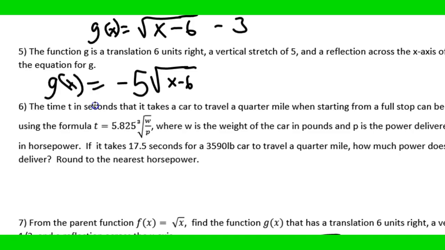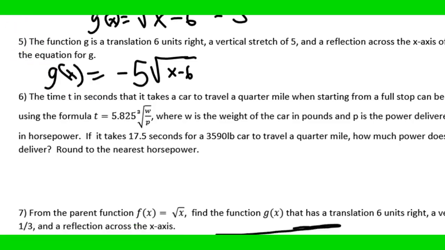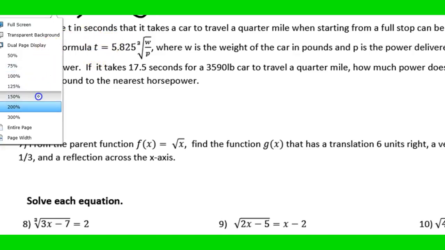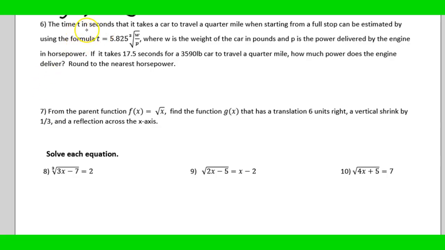Now, let's jump down to number 6. All right. Number 6 says, here I'm going to make this smaller for you so you can see the whole thing. The time, t, in seconds that it takes a car to travel a quarter mile when starting from a full stop can be estimated by using this formula right here.